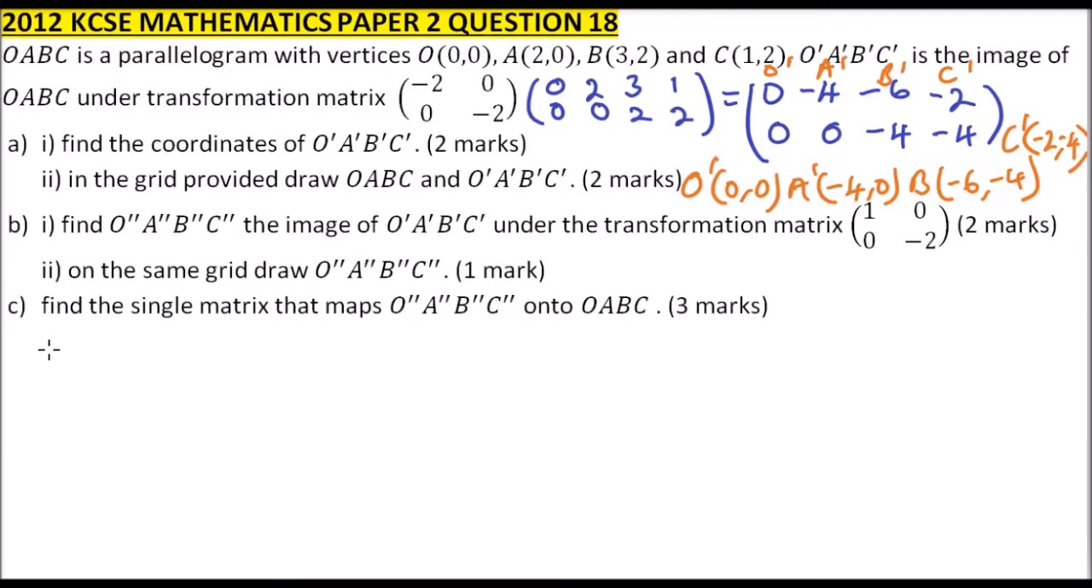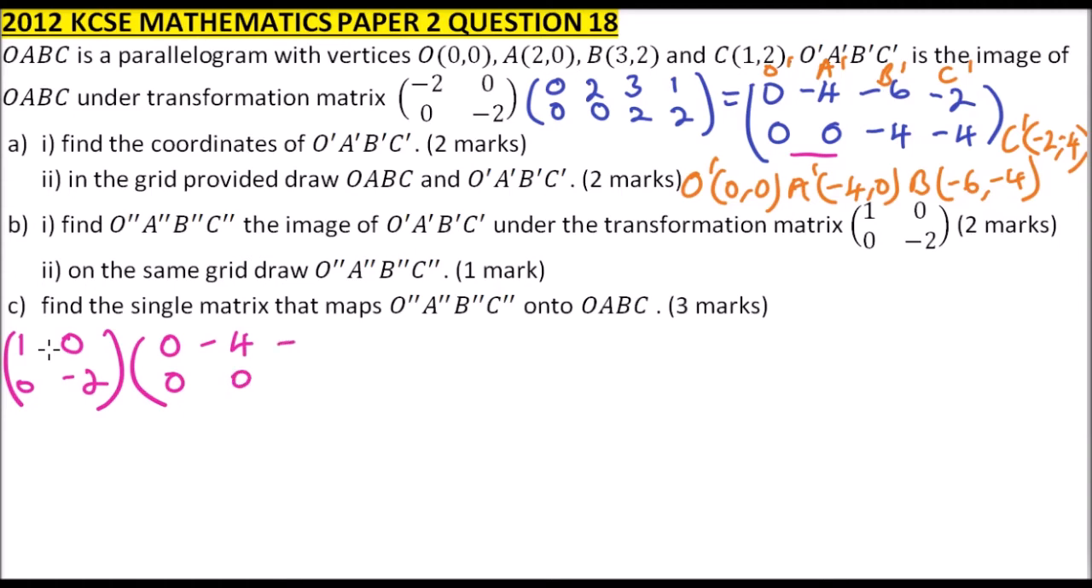Part B of the question, Roman number 1, we are told to find OABC double prime, the image of OABC prime under the transformation matrix (1, 0; 0, -2), and you get yourself 2 marks. So what you do, you multiply the matrix that we got for OABC prime with the matrix. So we say 1, 0, 0, minus 2. We multiply by this matrix 0, 0, minus 4, 0.